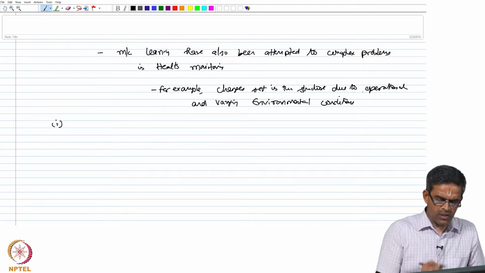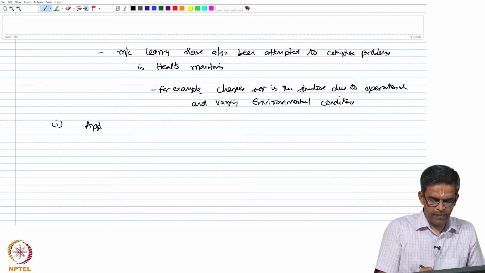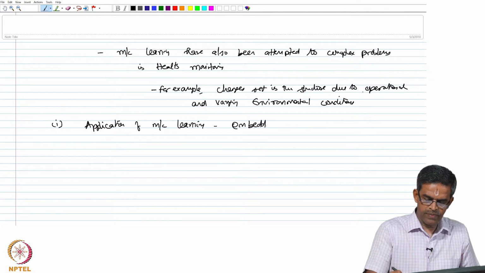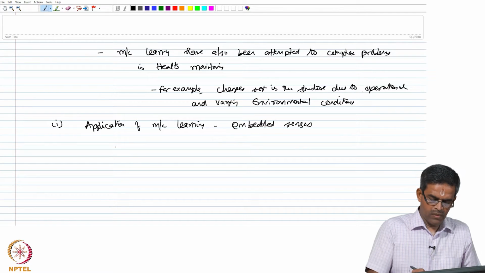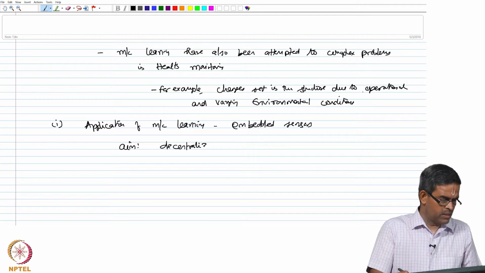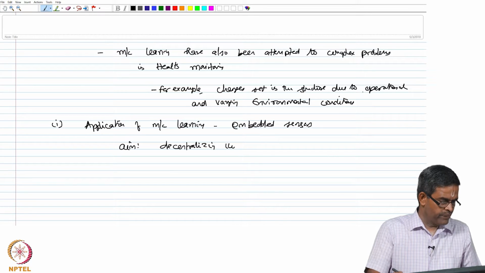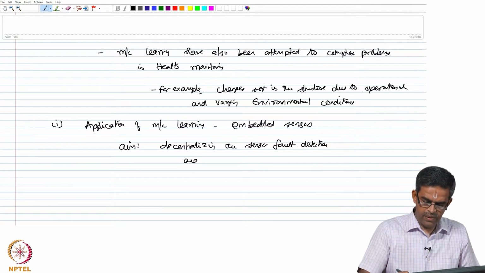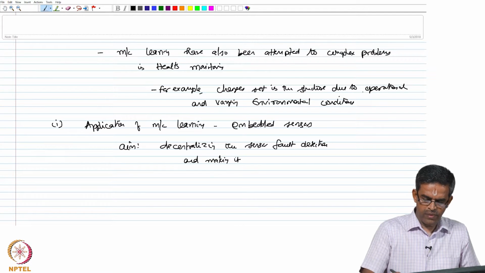Interestingly, one of the successful applications of machine learning is in embedded sensors with an objective of decentralizing the sensor fault detection and making it completely autonomous.